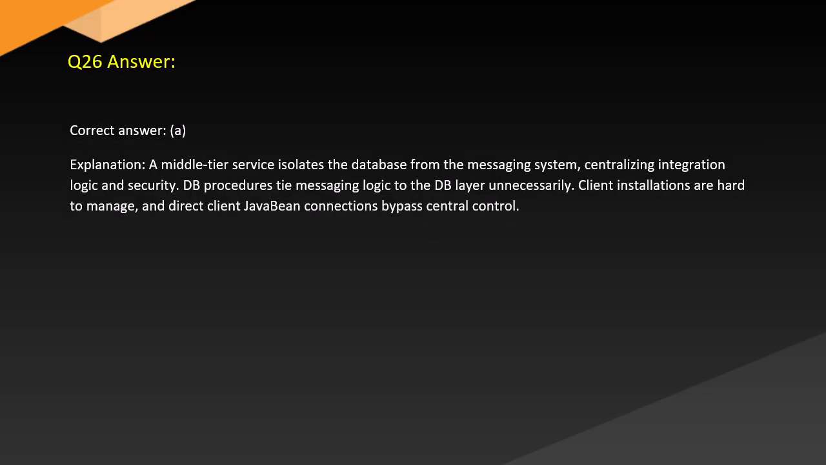Answer. Correct answer. A. Explanation. A middle-tier service isolates the database from the messaging system, centralizing integration logic and security. DB procedures tie messaging logic to the DB layer unnecessarily. Client installations are hard to manage, and direct client Java bean connections bypass central control.